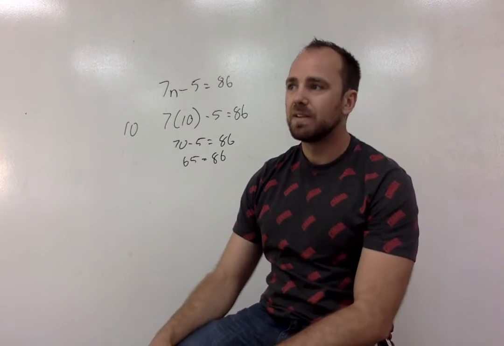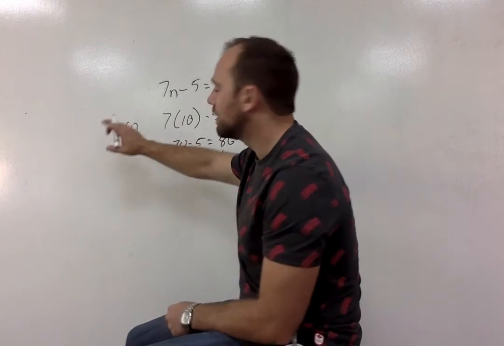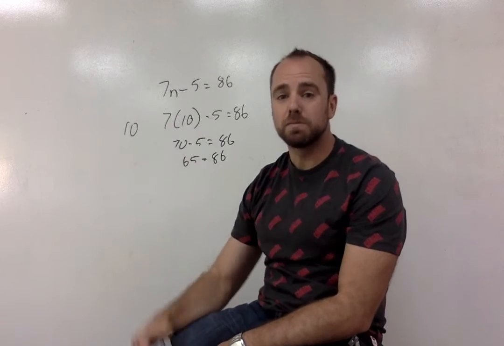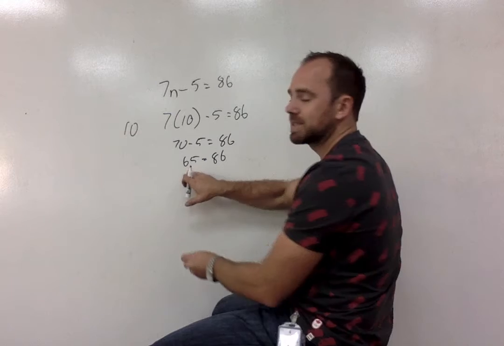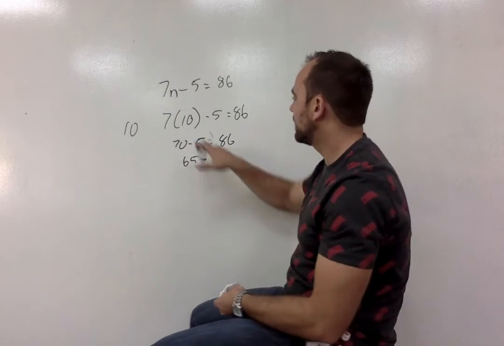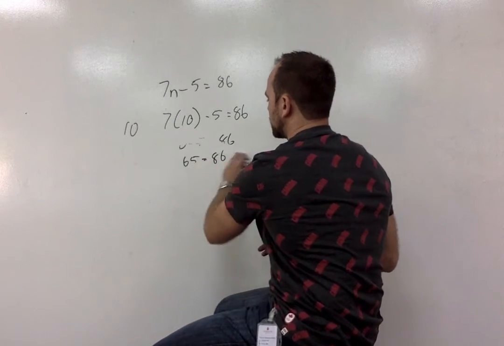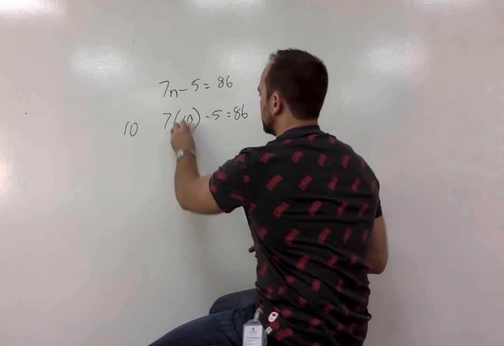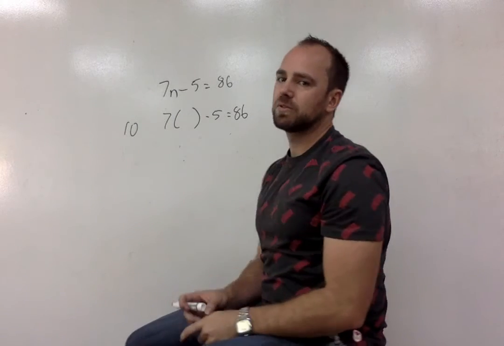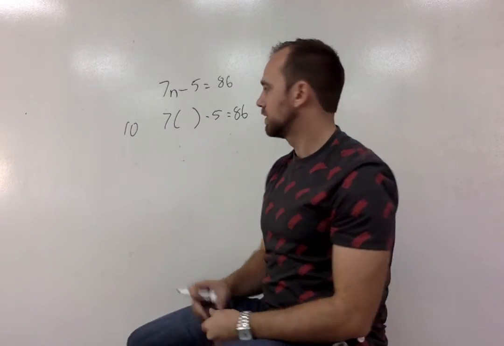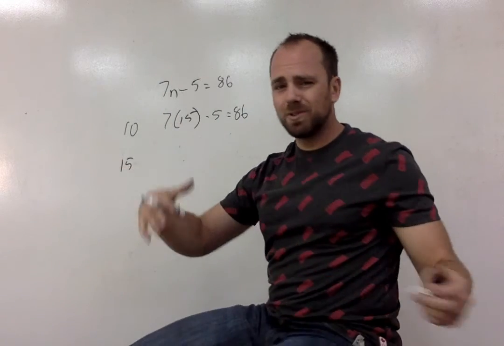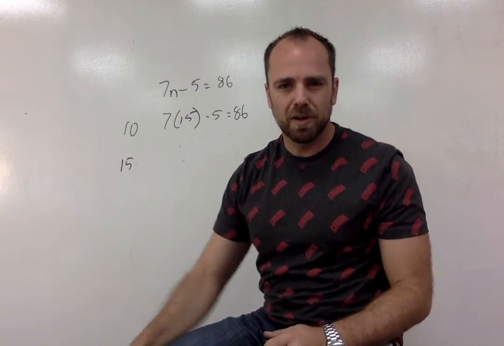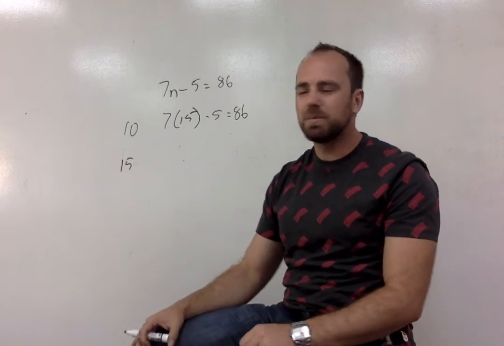Okay, so let's try something else. So 10 is too small. I need to go bigger than 10, because my 65 is smaller. Okay, let's try something different. I'm going to go to 15. I'm not going to go too big. I'm just going to try to go up until maybe I figure out that I'm a little bit too high.